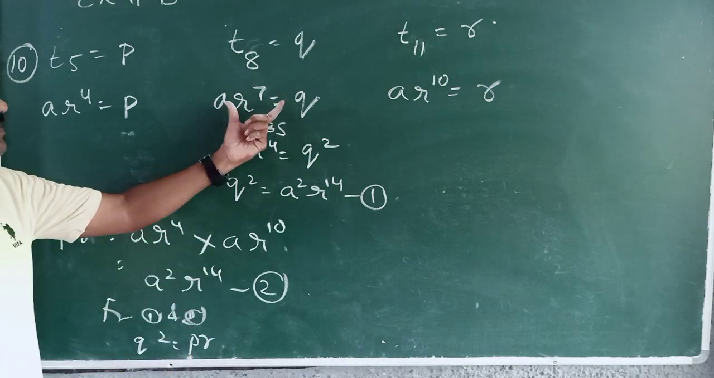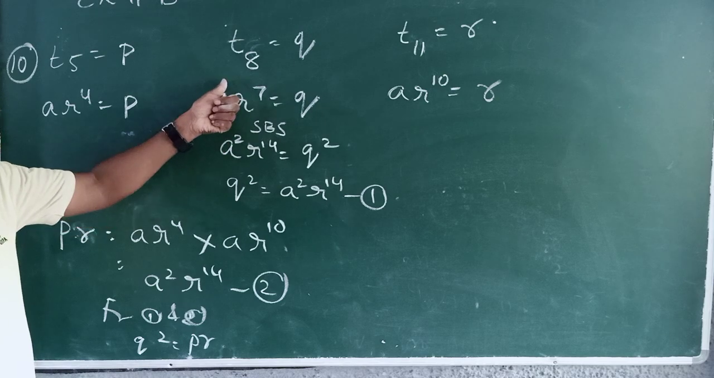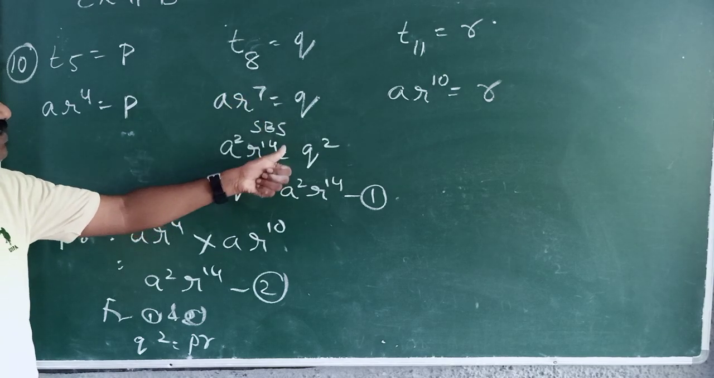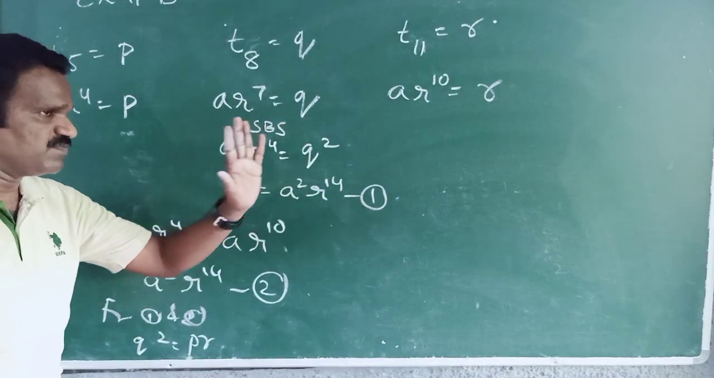So from this second statement, I will square on both sides. So if I square, A square R to the power of 14 is equal to Q square, or Q square is equal to A square R to the power of 14. Mark it as first equation.